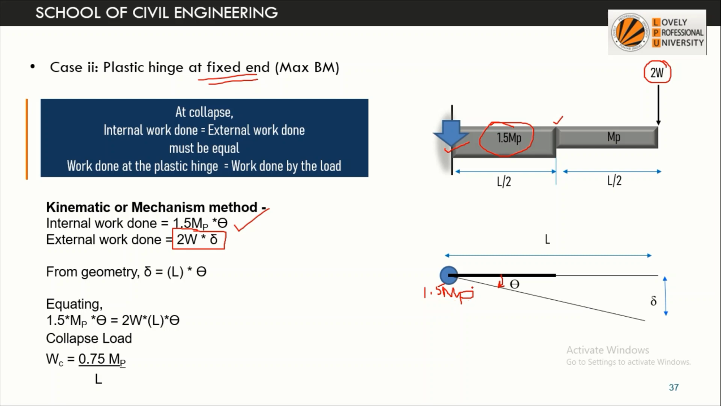So how do we change the value of Mp? It is based on the Zp value. Here we are putting a heavier section, and here we are putting a lighter section. Thus we can adjust the value of Mp. So Wc is equal to 3 by 4 Mp by L, or 0.75 Mp by L.